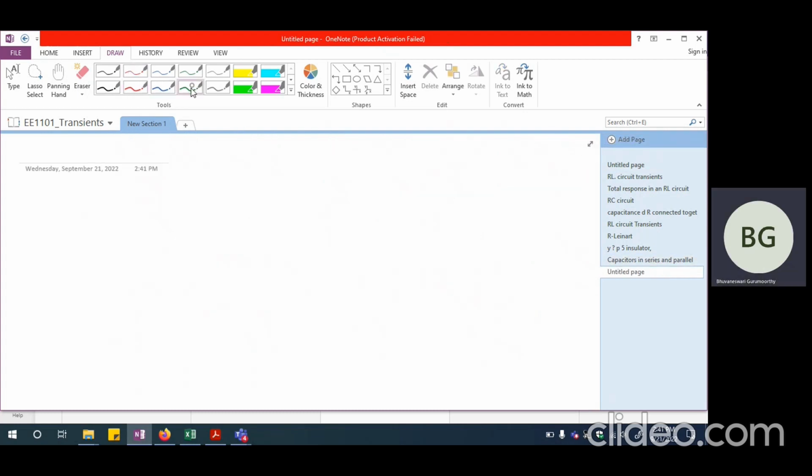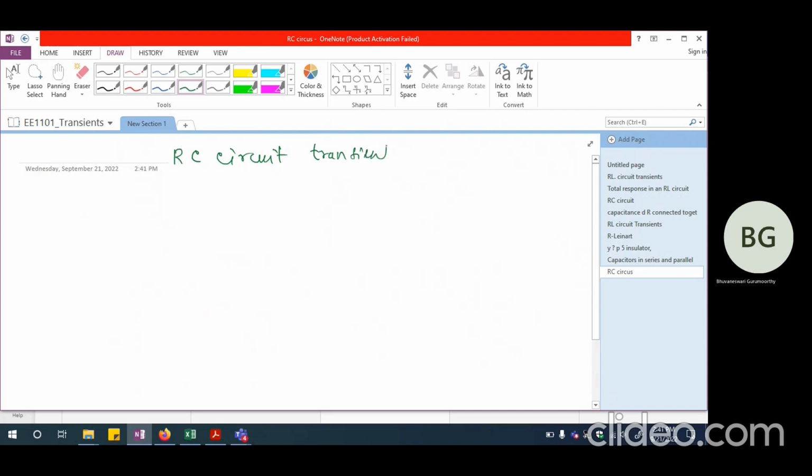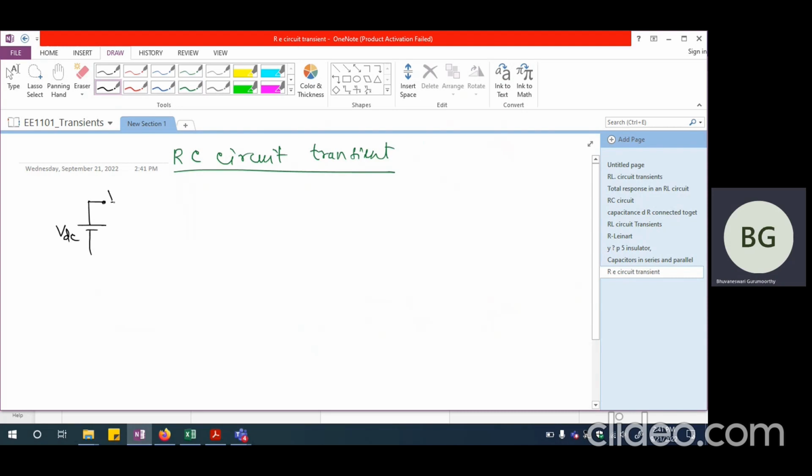Okay. Now let us try to look at RC circuit transient. So let us try to take a circuit somewhat like this. This is the VDC that I'm connecting, and I have a switch, and I'm going to have a resistance and a capacitance here. Okay. Now I'm going to close the switch at time t equal to 0. The switch is going to be closed at time t equal to 0.